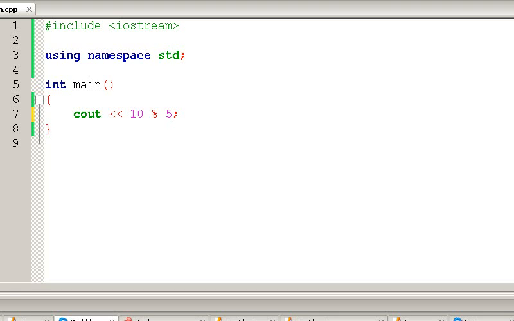But assuming we only have whole numbers to work with, and this happens a lot in programming. Let's say you're dealing with people, right? You can't take half a person, you have to take a whole person. So you can divide and get the actual result.